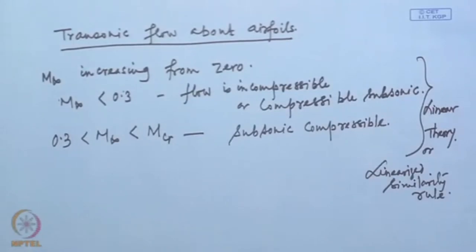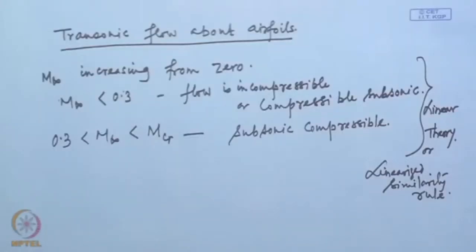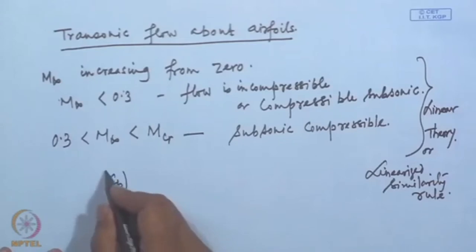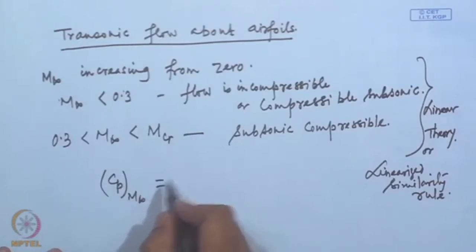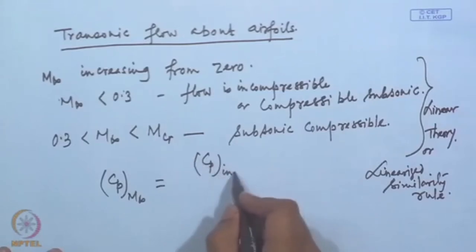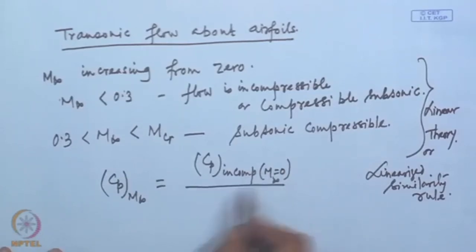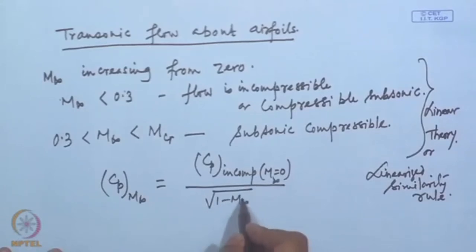Meaning, if we think in terms of the Prandtl-Glauert rule, then once we know the pressure distribution on the airfoil for the incompressible case, which corresponds really to free stream Mach number 0, then of course at any other Mach number within this range, we can get the pressure coefficient simply by the Prandtl-Glauert rule. So, Cp at M infinity is Cp incompressible divided by root over 1 minus M infinity square.